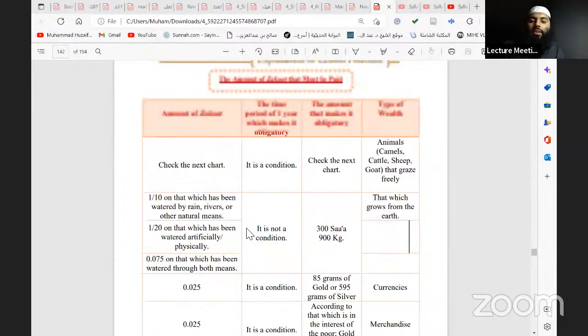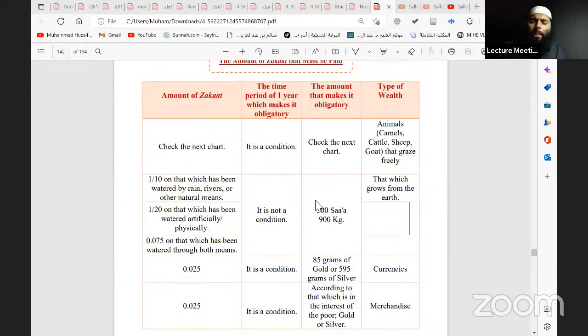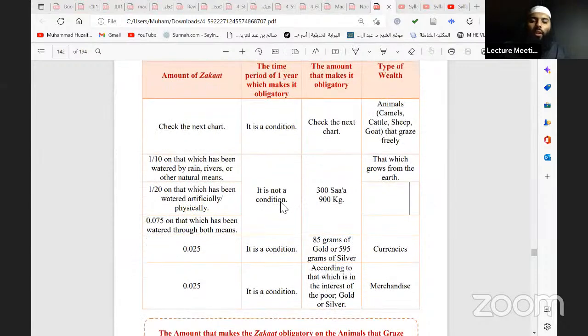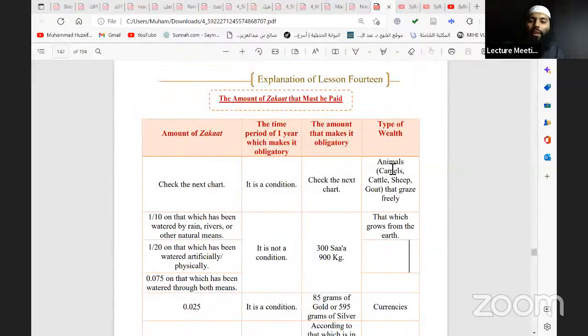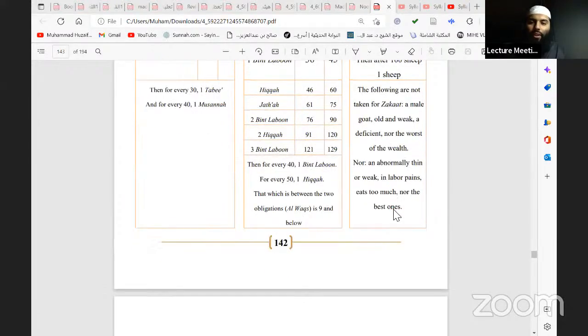Okay, so this is in regards to the four types of zakah and how much to give and so on. Now, I've read the series quite quickly, you just have to memorize it yourself, but the one we're going to focus on mainly is the behemoth al-an'am. Now, as you can see, the amount that makes zakah obligatory on animals that graze freely, and the amount that must be paid. This is where it gets interesting.